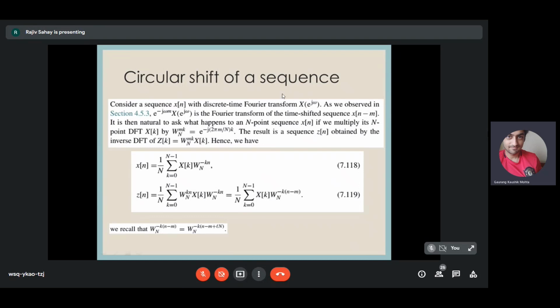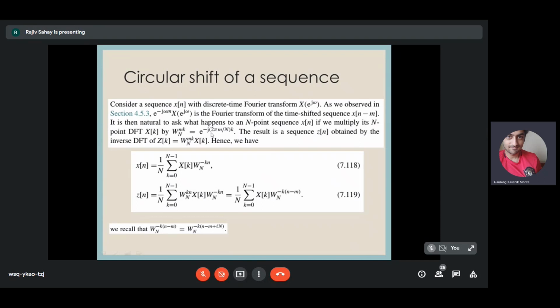If you have a sequence x[n] with its DTFT X(e to the power j omega), then if you multiply e to the power minus j omega m with X(e to the power j omega), this is not going to shift the spectrum. It is actually the Fourier transform of the time shifted sequence x[n minus m]. So if you multiply e to the power minus j omega m with X(e to the power j omega), you get the spectrum of the time shifted sequence x[n minus m].